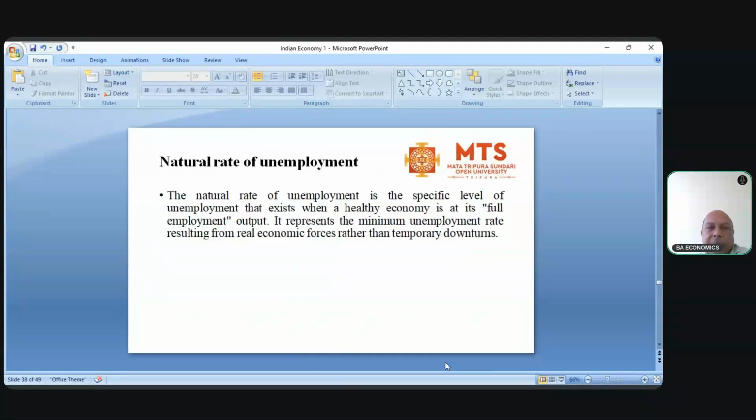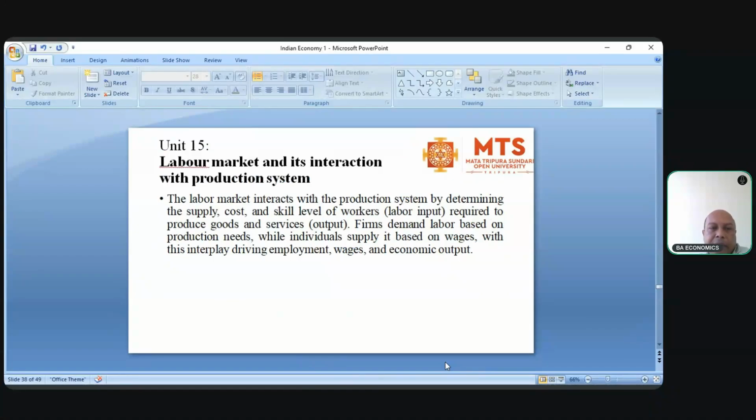So in this way, I have completed chapter or unit 14, and unit 14 basically discusses unemployment, its meaning, various causes and types of unemployment, and also how unemployment can be reduced. So government may use various policies for reducing unemployment. Government introduces employment generating policies for reducing unemployment.